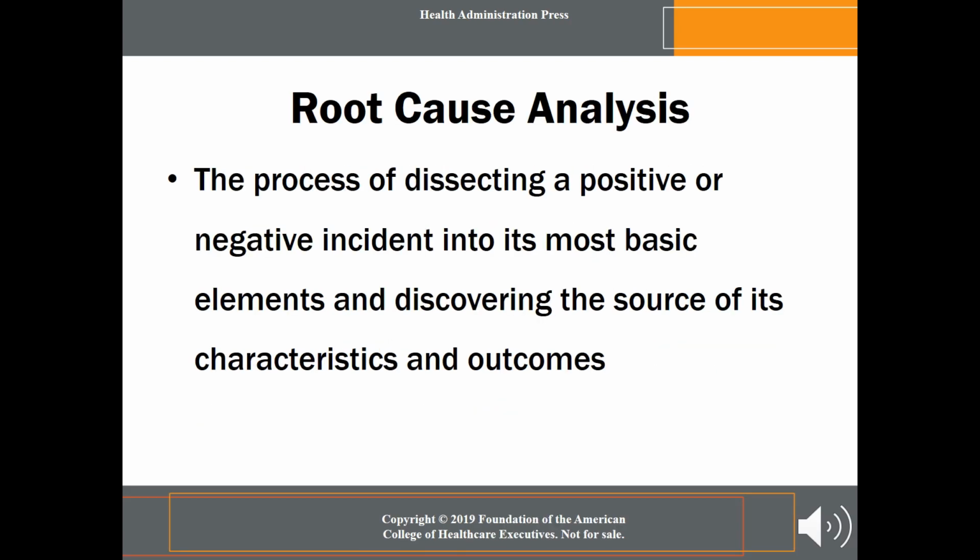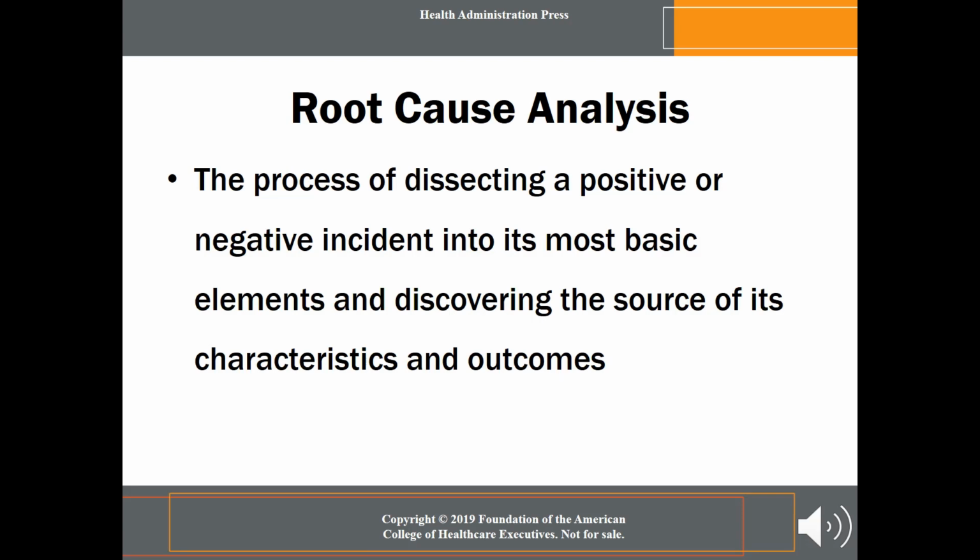Root cause analysis is the process of dissecting a positive or negative incident into its most basic elements and discovering the source of its characteristics and outcomes. One of the most common tools for performing a root cause analysis is a fishbone diagram. The tool takes its name from its appearance, which generally looks like a collection of fish bones, with a central spine and several offshoots. This is a tool used to help improve processes by identifying all the root causes creating the problem.